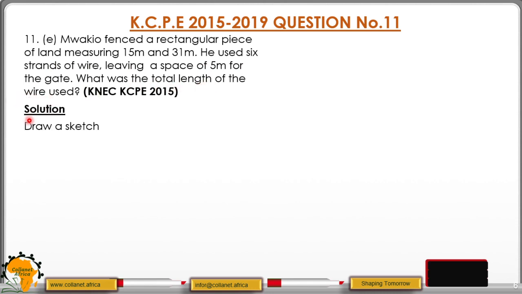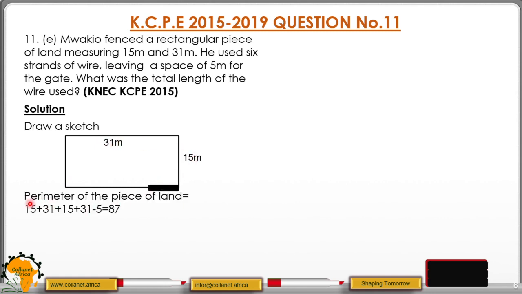So solution, we draw a sketch, that is the rectangular piece of land. So 31 the length, 15, and then we have here the gate. If we want to know the total length of the wire, we get the perimeter of the piece of land. So it will be 15 plus 31 plus another 15 plus 31. But we have 5 meters for the gate, so you subtract 5. So the total will be 87. So the length of one strand of wire will be 87.